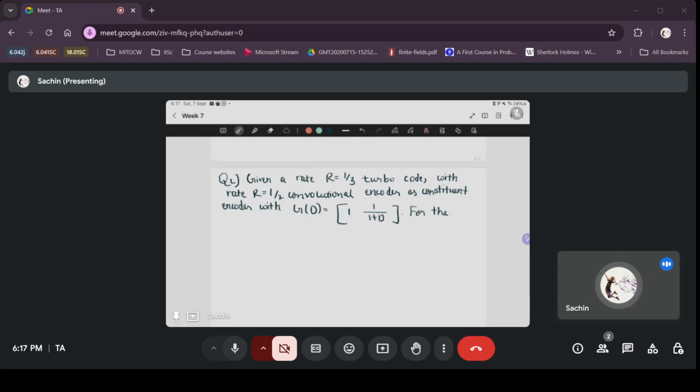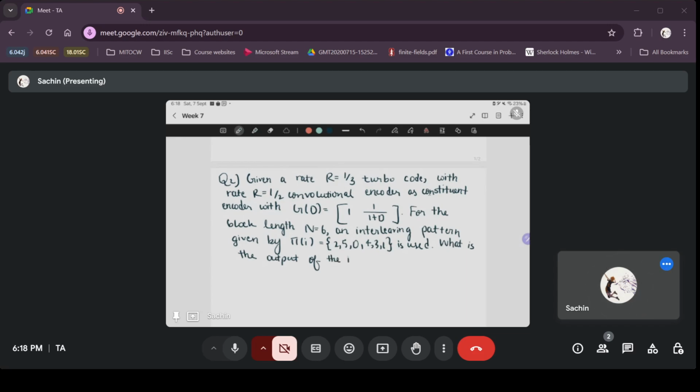For the block length n equals 6 and interleaving pattern given by phi of i equals 50431 is used. What is the output of the interleaver?